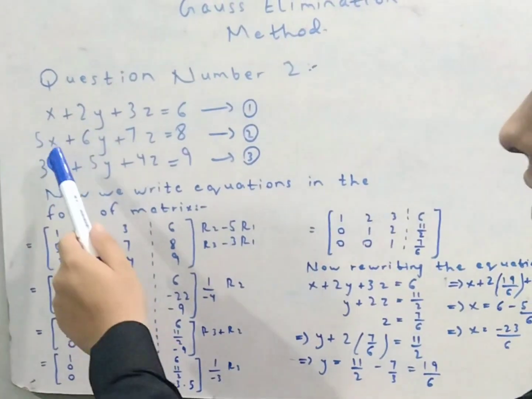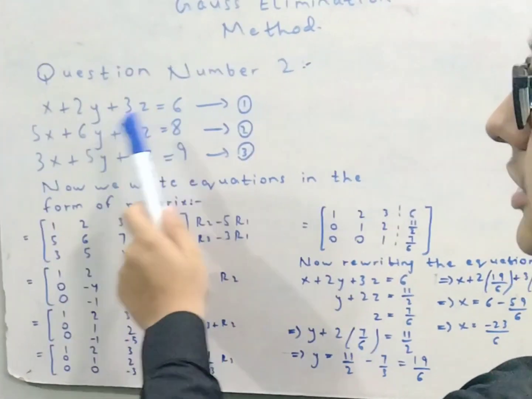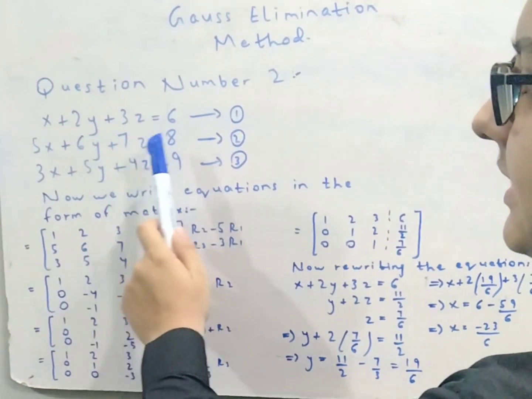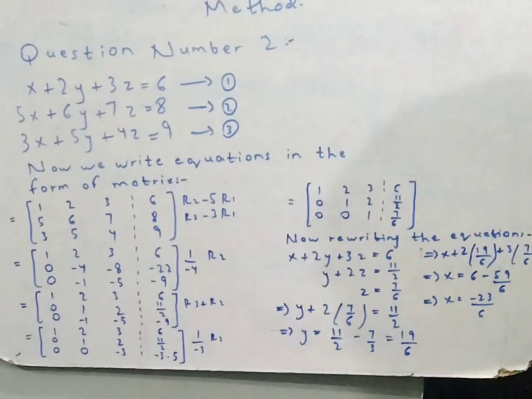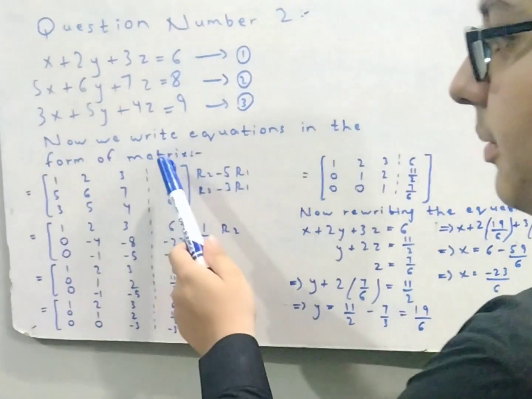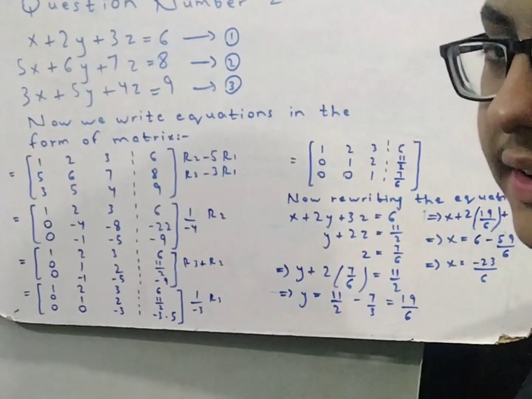So there are three equations: x plus 2y plus 3z is equal to 6, 5x plus 6y plus 7z is equal to 8, 3x plus 5y plus 4z is equal to 9. So now we write these equations in the form of matrix to elaborate it further.